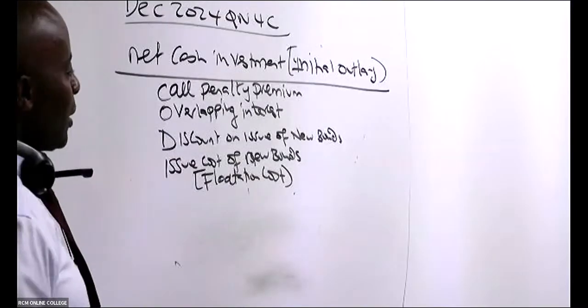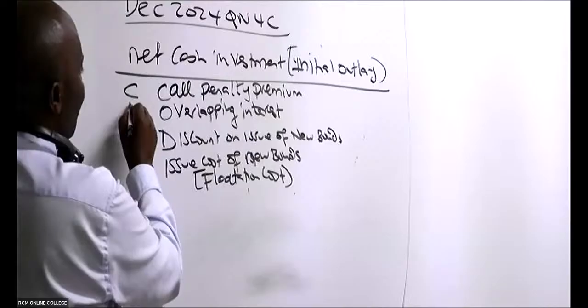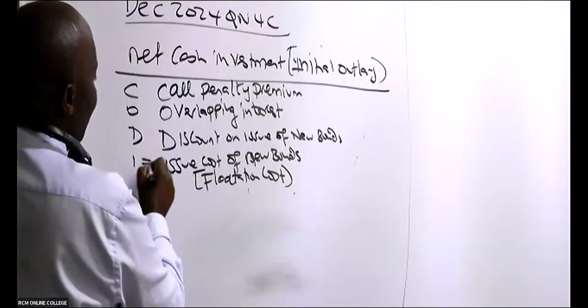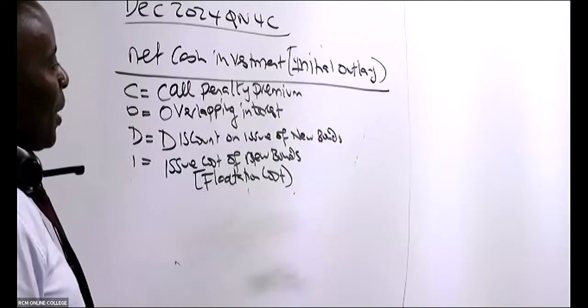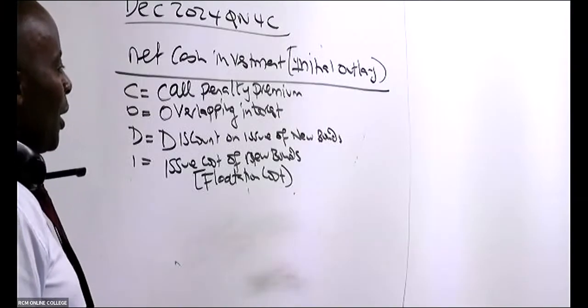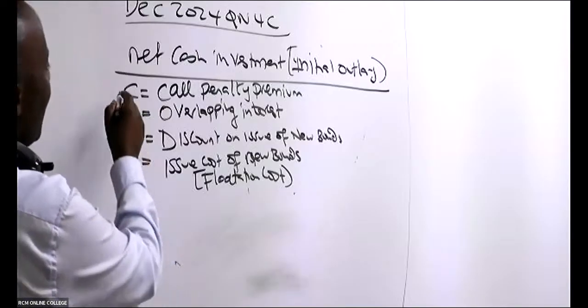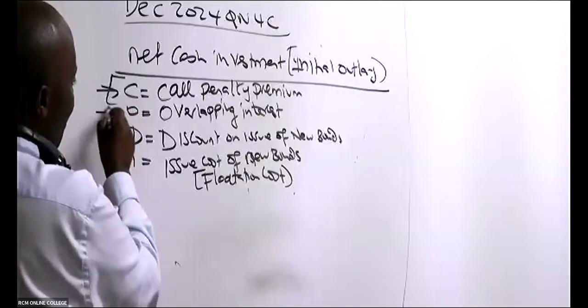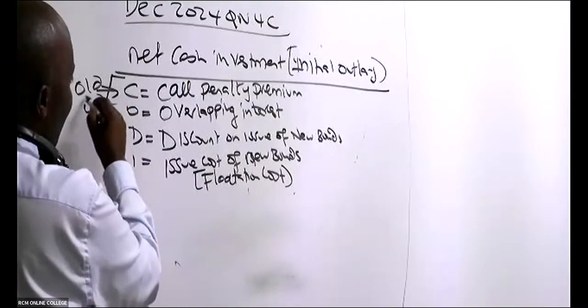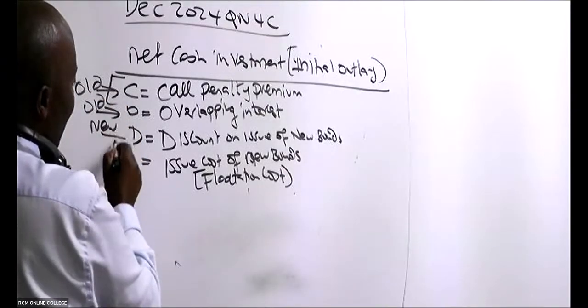So CODI is a very, very important mnemonic. So call penalty premium, we have overlapping interest. As we shall see, these two are for the old bonds. These two are old. This will be new, and this will be new.